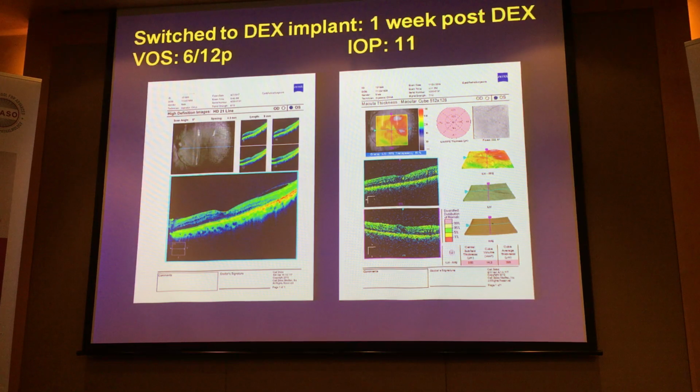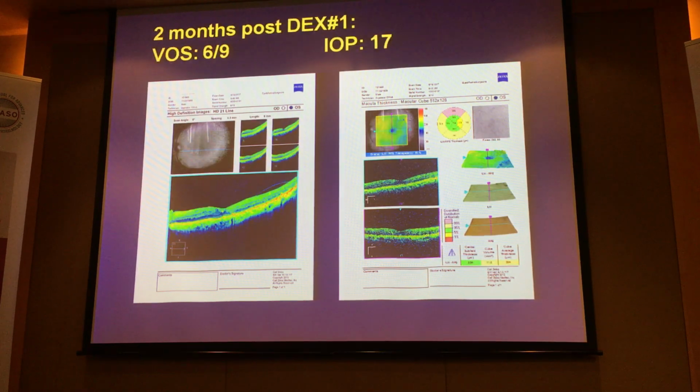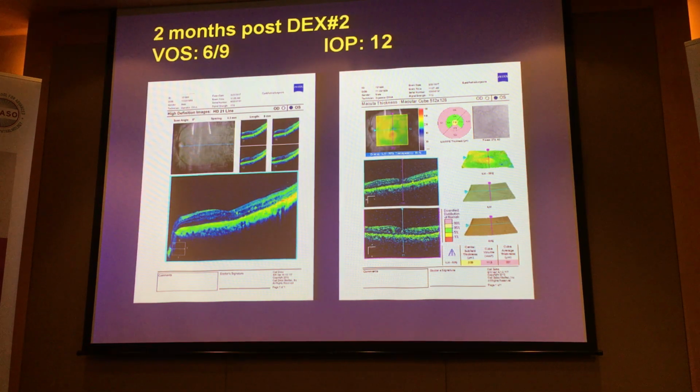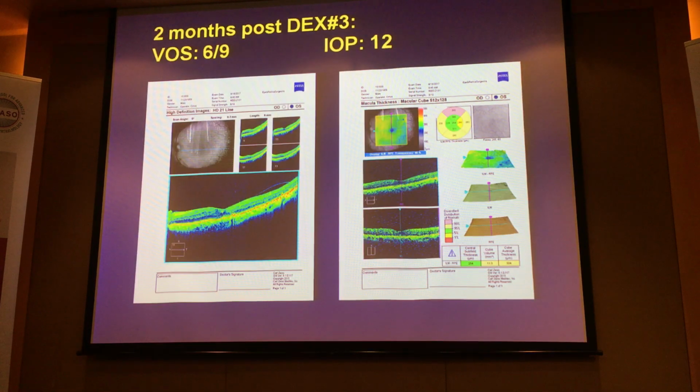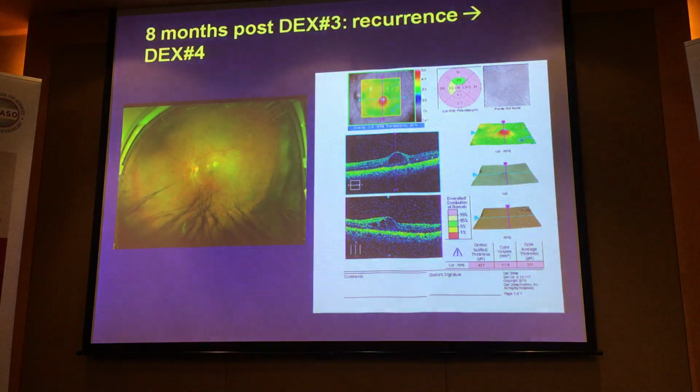He's pseudophakic, by the way. 6/12, 1 week after DEX, you can see a marked improvement of macular edema. After 2 months, it's completely dry. IOP is still good. 4 months, as I said, is about the limit. Edema recurs. Second DEX implant goes in. 2 months after that, 6/9 vision. 4 months, almost clockwork, edema starts to come back. So third implant, again good response, and then stable DR.